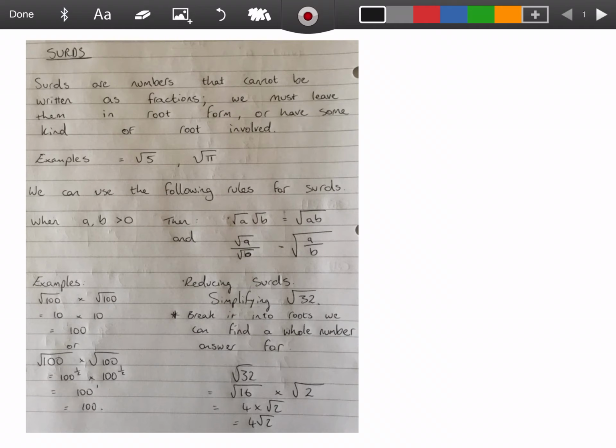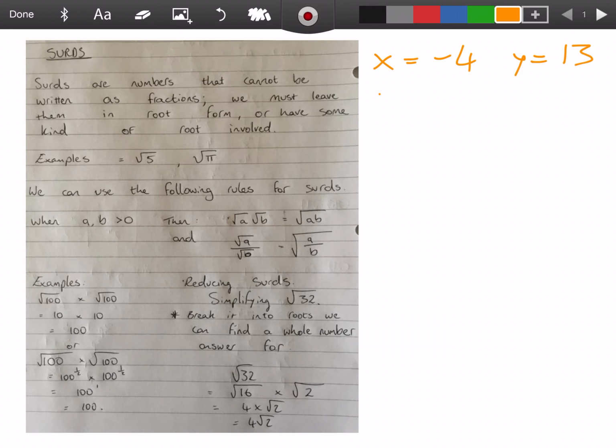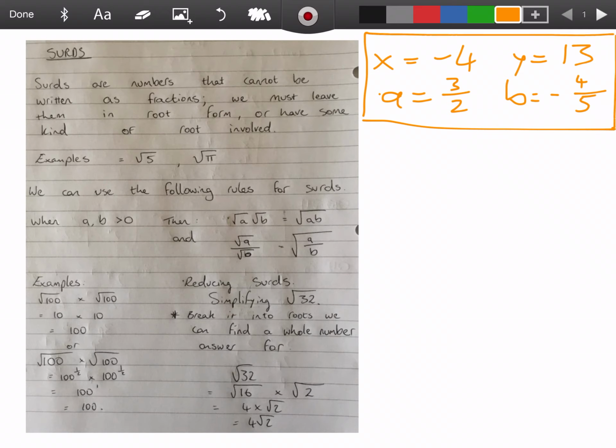So Surds, as I've said there, as you can see, are numbers that can't be written as fractions very simply. So we are used to simplifying fractions or simplifying answers so that we get a whole number answer. Let's say that x is equal to -4 or y is equal to 13 or whatever it might be. And we can also usually come up with a fraction as an answer, 3/2, or b is equal to minus 4/5, whatever it might be, as simplified as possible. So we're used to writing answers like that as solutions to algebraic problems.